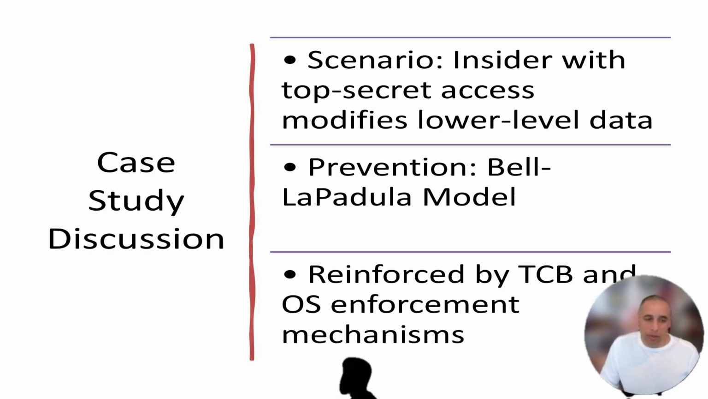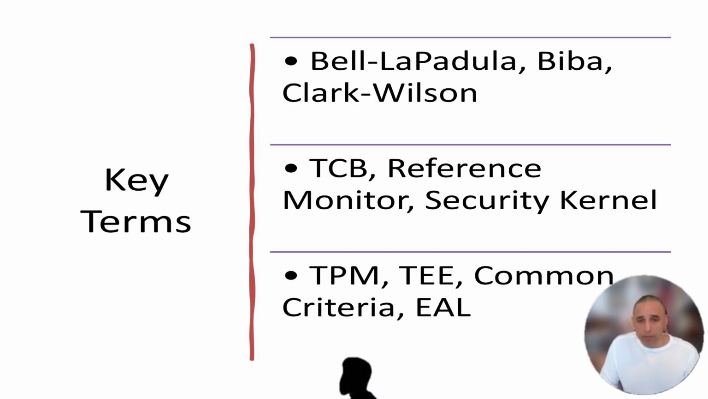By combining formal security models like Bell-LaPadula with robust system enforcement, organizations can significantly reduce the risk of insider threats and maintain the integrity of their data. Next, we'll review some key terms to reinforce your understanding of the concepts we've covered. Before we wrap up, let's review some of the essential terms you've encountered in this lecture. Understanding these will help you communicate clearly about security concepts and apply them in practice.